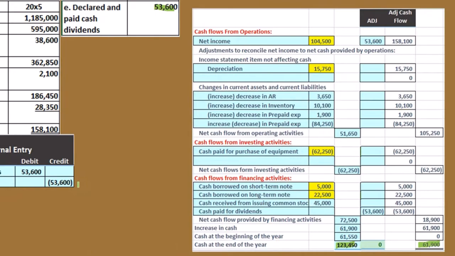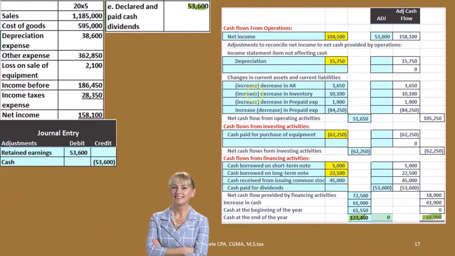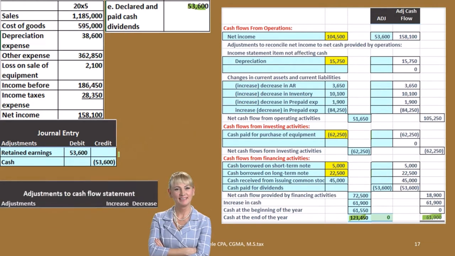Now let's think about that journal entry in terms of a change to our cash flow statement. What two accounts, what two names on our cash flow statement can relate to this journal entry to make us have an even adjustment?